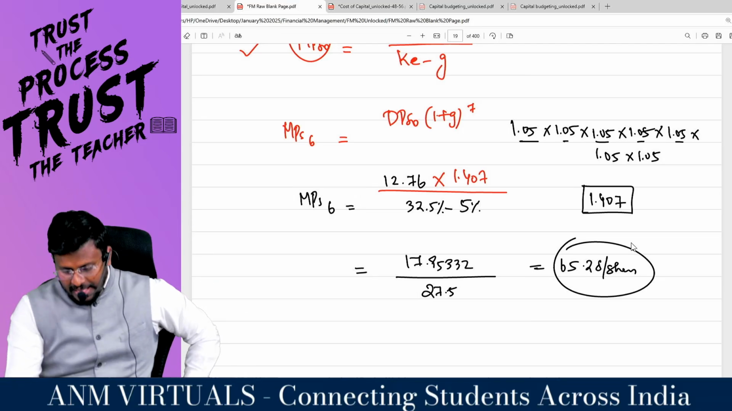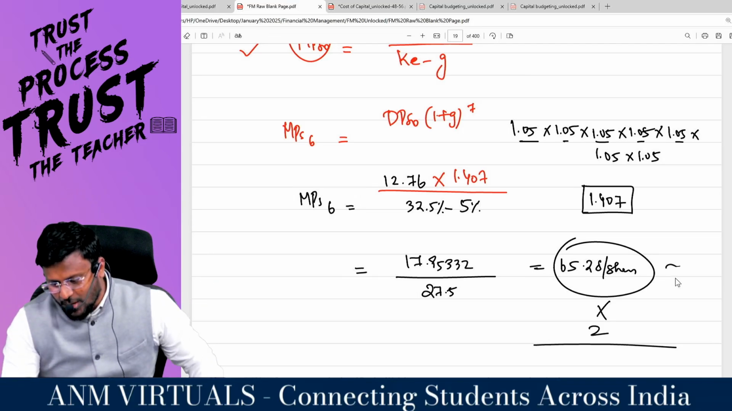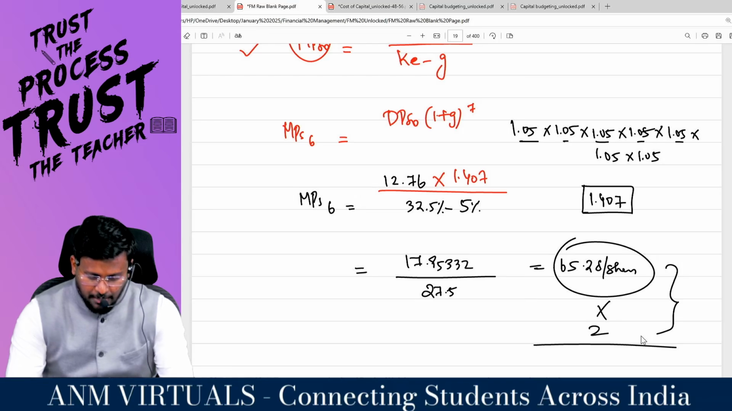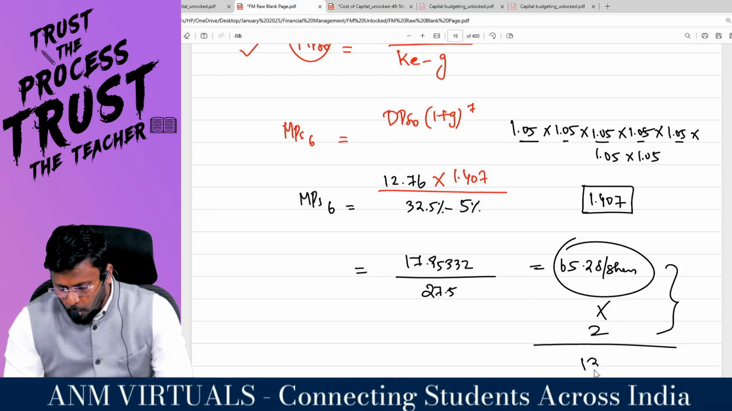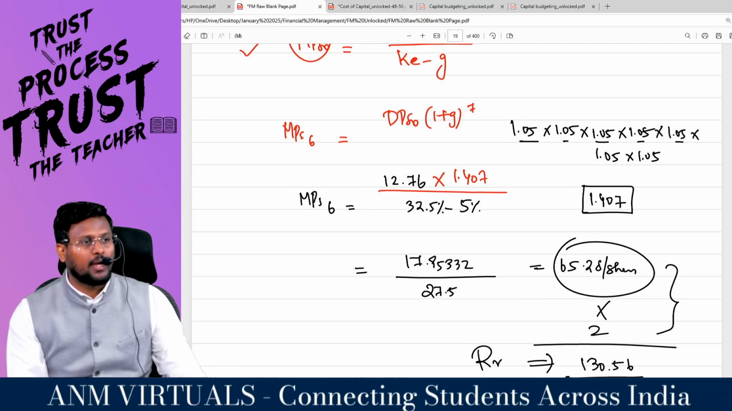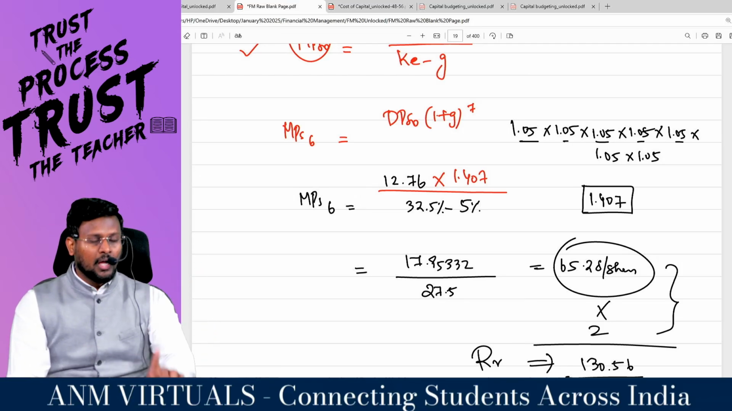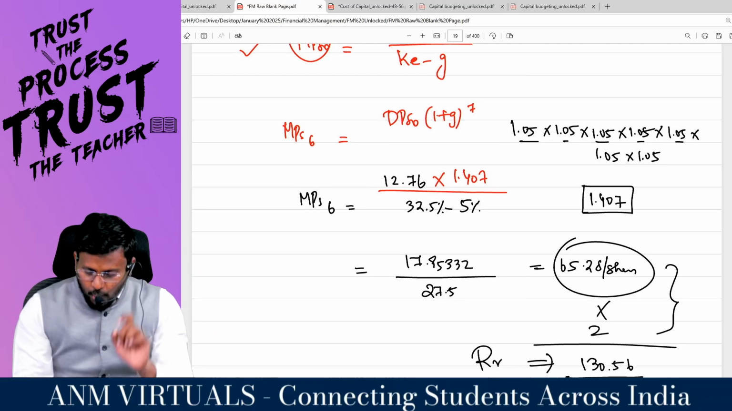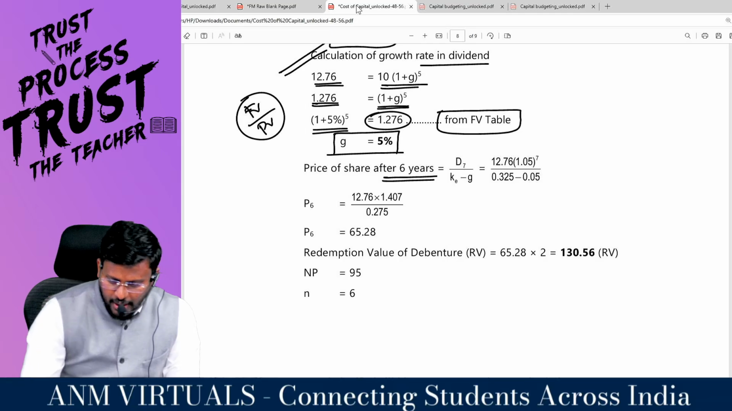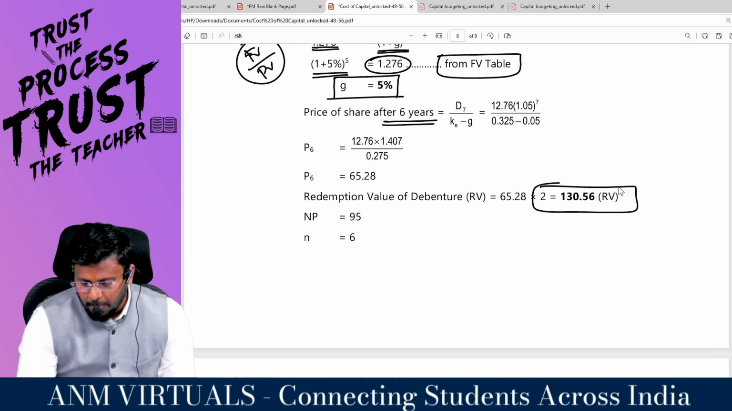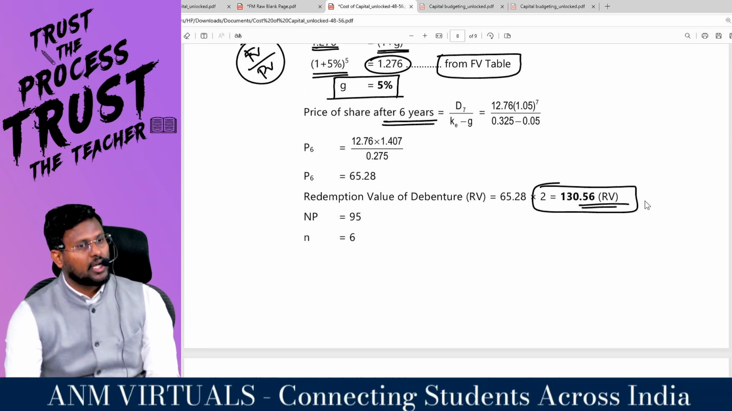For every debenture they are going to give 2 shares. That means into 2 will be 130.56 rupees, which is the redemption value for one debenture.